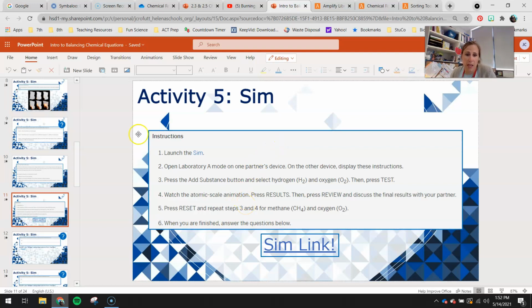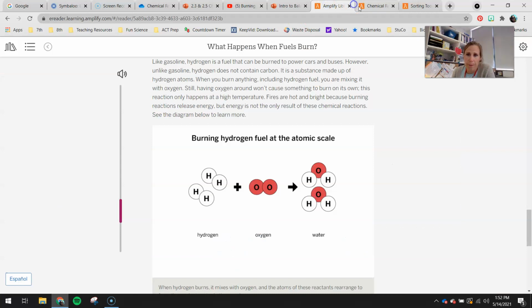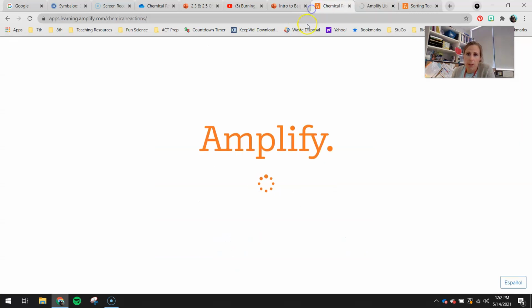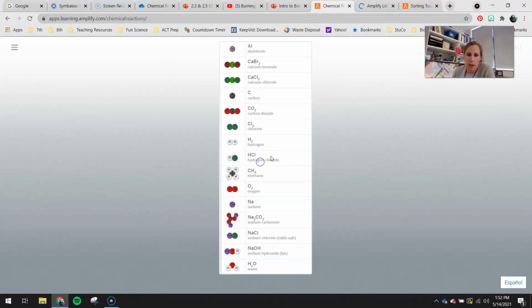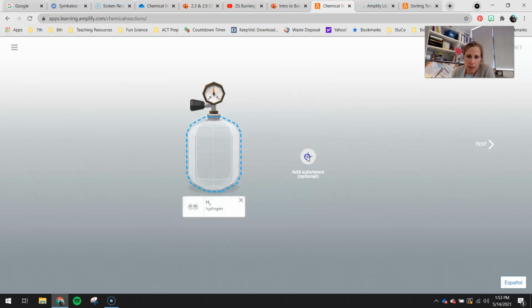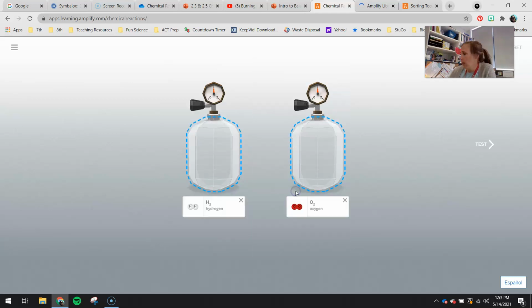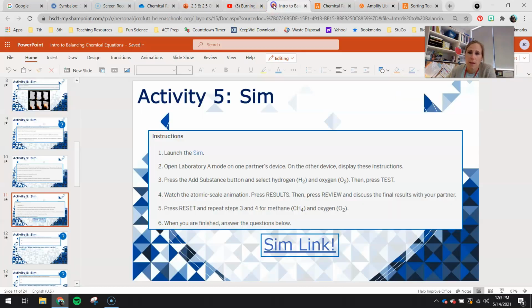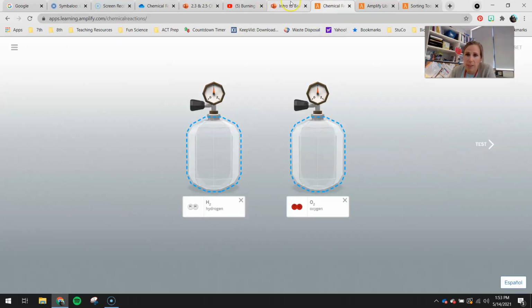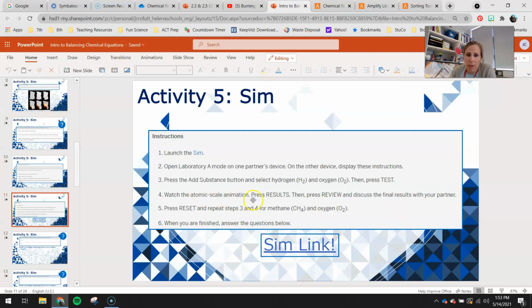All right, and then laboratory mode A, you're going to press add substance and select hydrogen and oxygen. So this is obviously going to be a hydrogen fuel here. So here's our lab substance A. We're going to find hydrogen. And then our second substance is going to be oxygen. Okay, and then you're going to hit test. So here's your button for test. Watch the atomic scale animation, press results, then review and discuss your final results.